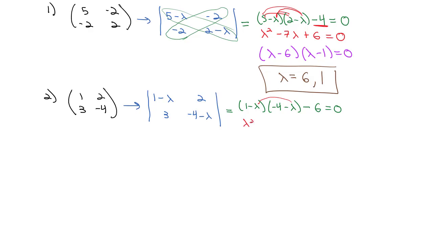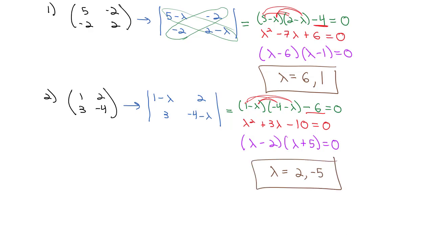Multiplying out, I get lambda squared minus a lambda plus 4 lambda is plus 3 lambda. And then finally, minus 4 with a minus 6 gives us minus 10 equals 0. Factoring, we get lambda minus 2 times lambda plus 5 equals 0, which means our eigenvalues, lambda, are 2 and -5.